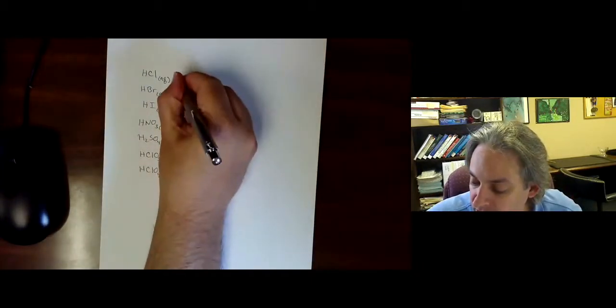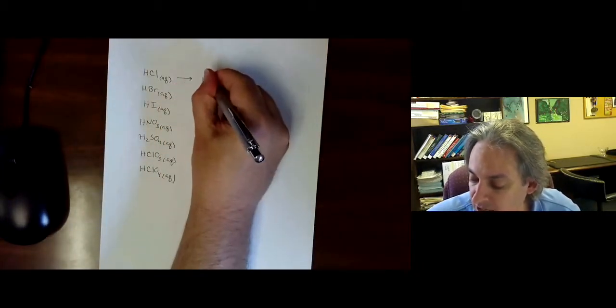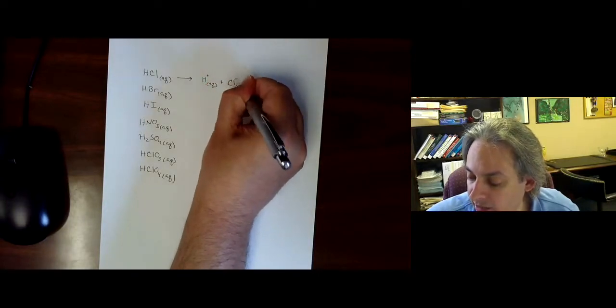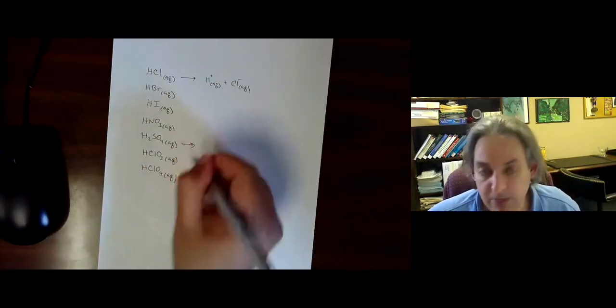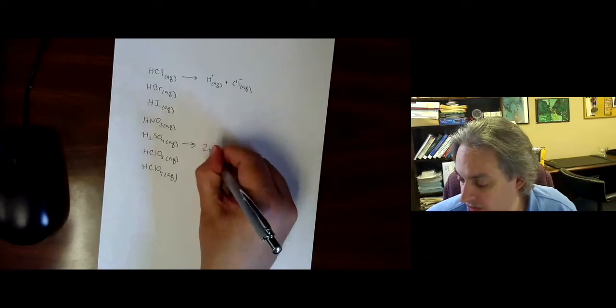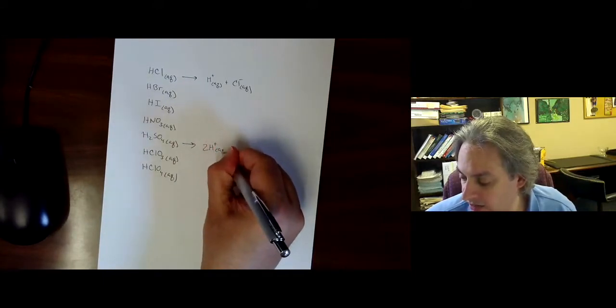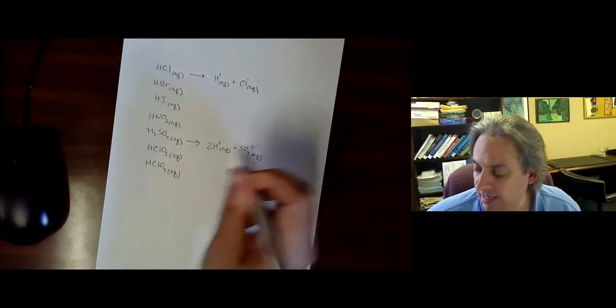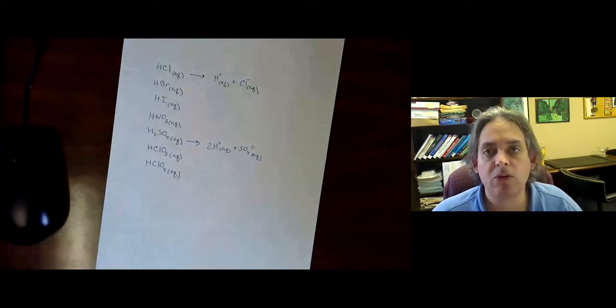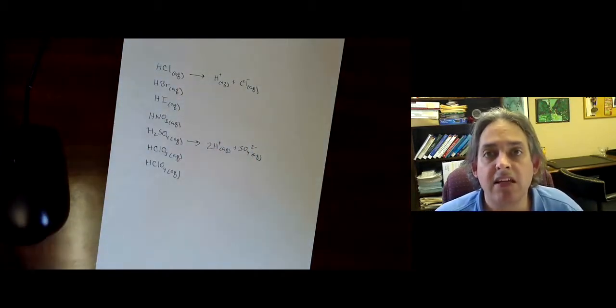HCl will dissociate into the H plus ion and the chloride ion. Sulfuric acid, being a strong acid, will dissociate into 2 hydrogen ions and the sulfate ion. And so each one of these acids will completely dissociate, and that's what makes it a strong acid.